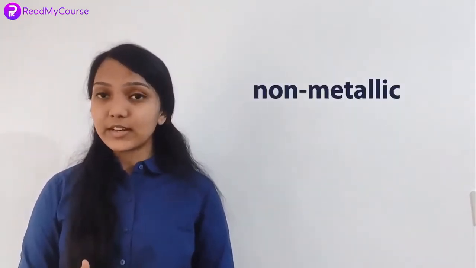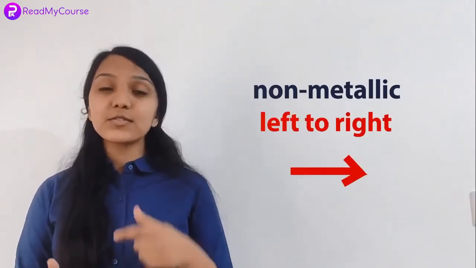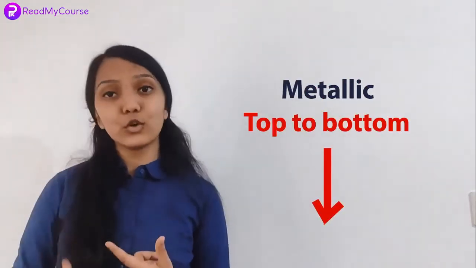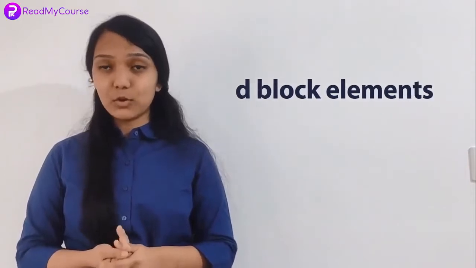The non-metallic character of the p block elements increases from left to right as we go across the period, and the metallic character increases from top to bottom as we go down the group. Next, let us discuss the d block elements.